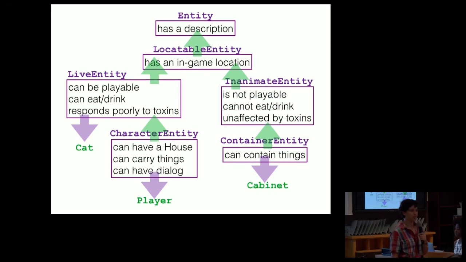All right, so let's start from an extremely naive place and take that scene from my Harry Potter game and try to construct an inheritance tree of behaviors that will work for it. Here I've represented inheritance as upward facing arrows, so live entity inherits from locatable entity, which inherits from entity. And instantiation is downward facing arrows, so a cat is an instance of a live entity.